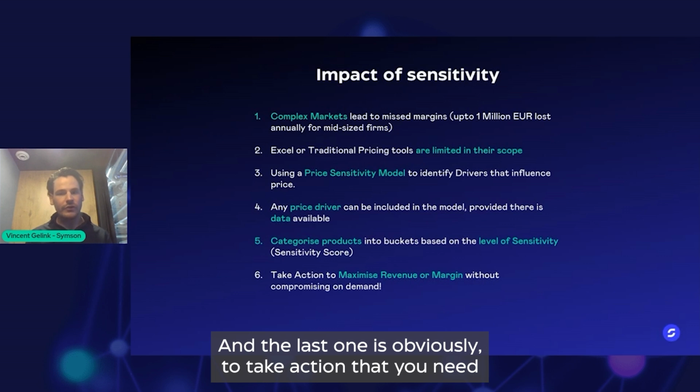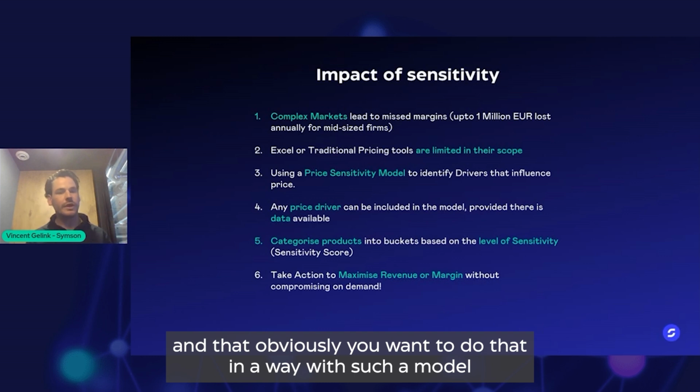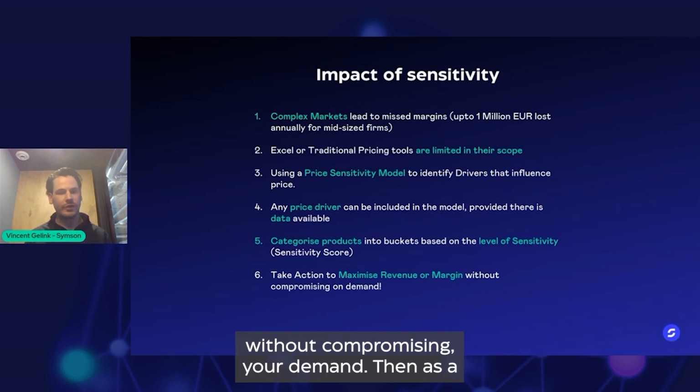And the last one is obviously to take action, that you need to take action to maximize revenue or margins, and that obviously you want to do that with such a model without compromising your demand.